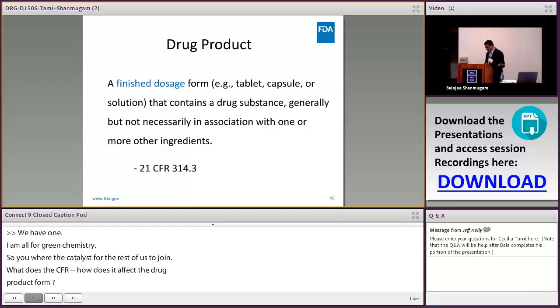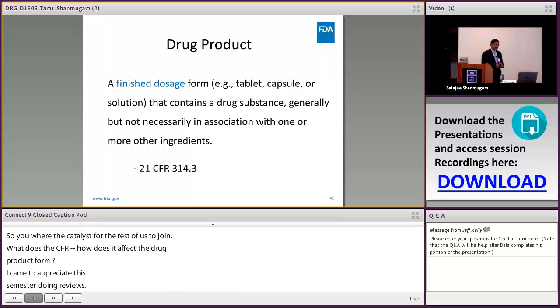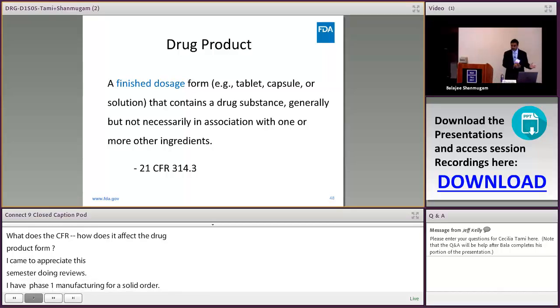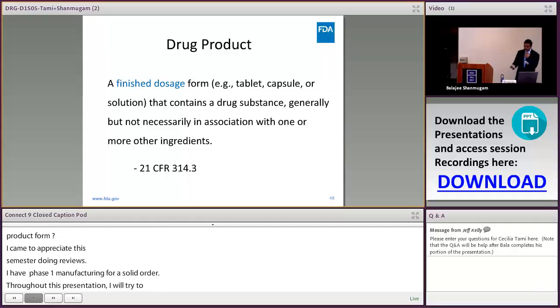Now, throughout this presentation, I'll try to give as much information as possible, not only from a phase 1 perspective, but also moving on into a phase 2 and a phase 3. It may not be in great detail, but we have the opportunity to talk about those a little after this presentation.